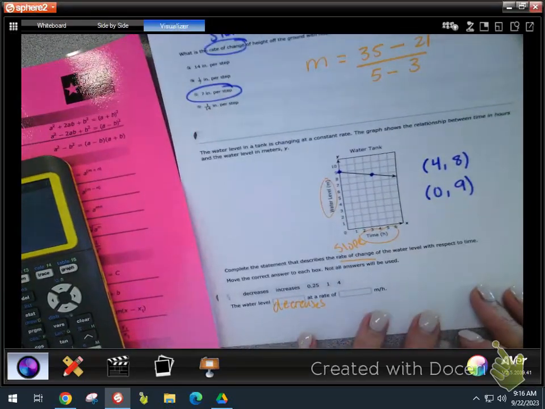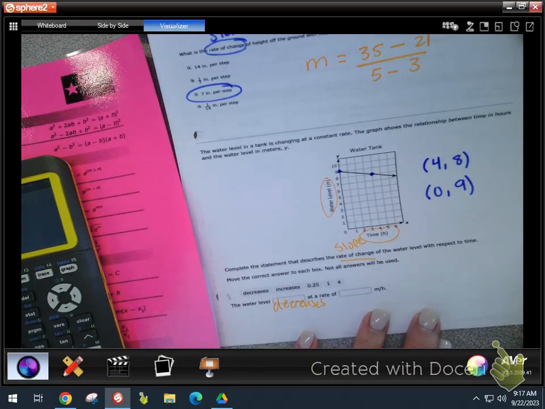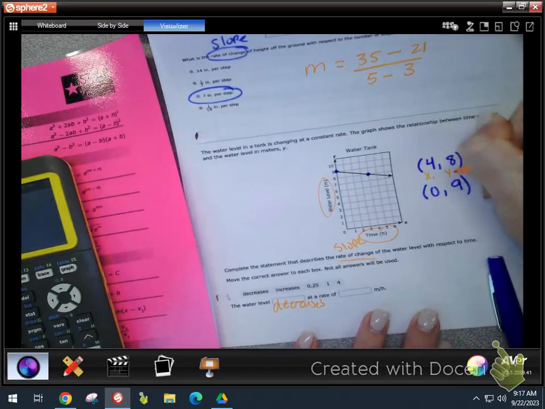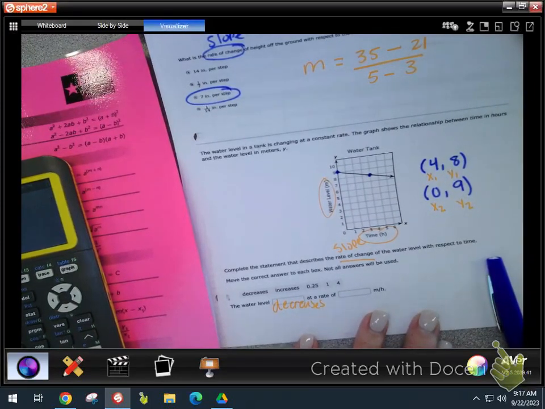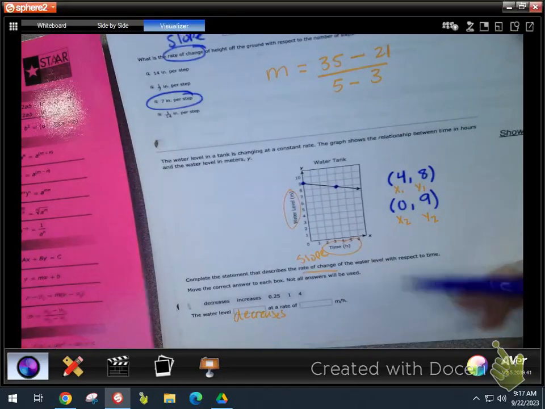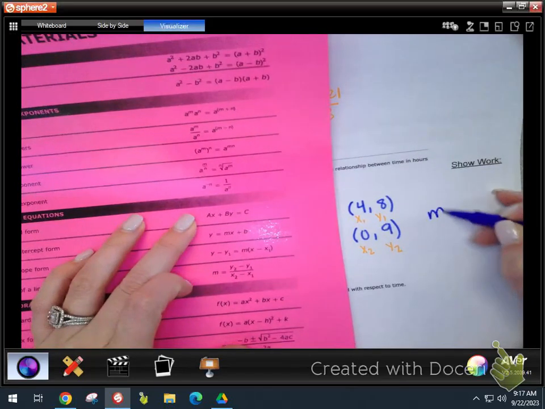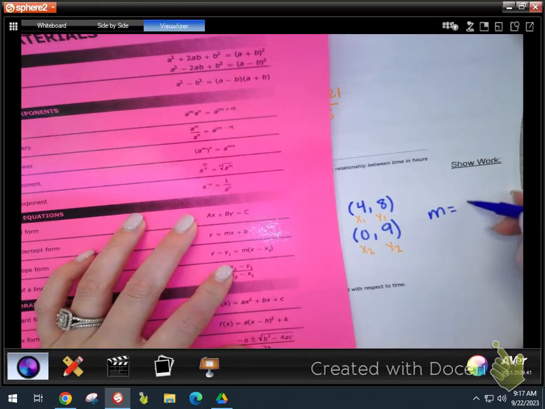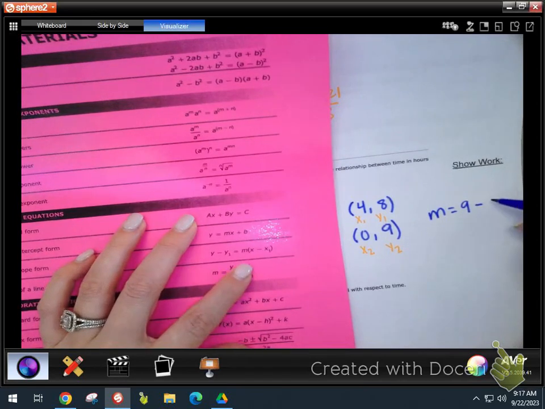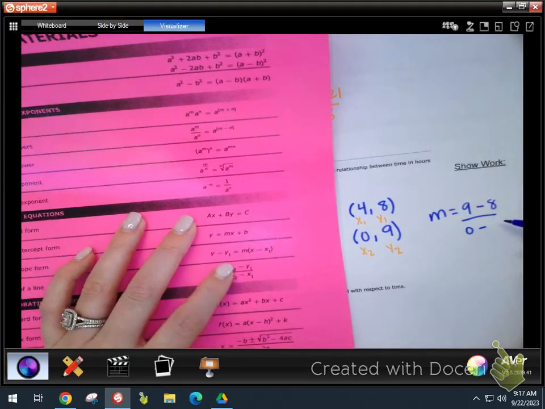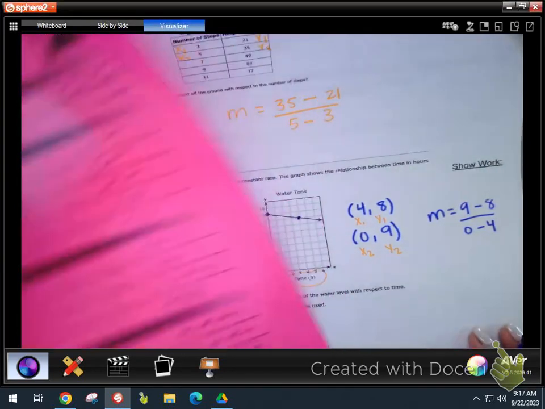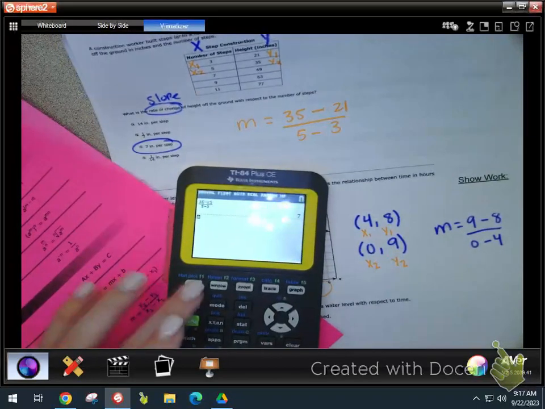Okay, so here's the 2 points, but you've got to be able to get those points right. If those points are not right, nothing else is going to be right. And then we label x1, y1, x2, y2. This is the kind of work I want to see. Go to the formula. Pink sheet. This guy should be your best friend by now. M equals Y2, 9, minus Y1, 8, over X2, 0 minus x1, 4. When you put that in your calculator, what did it give you?